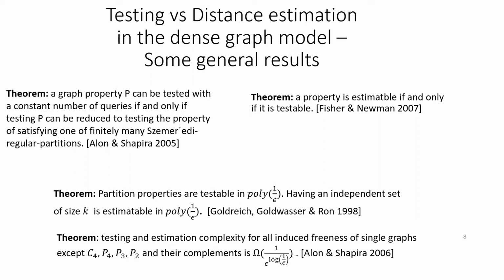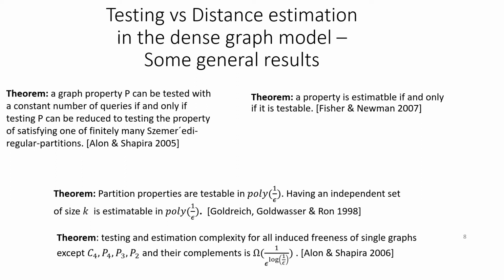A type of graph properties that have been studied in the context of property testing in different models are those defined by being induced subgraph free for some small fixed graph. For instance, the property of having no induced triangles, or the property of having no induced cycles of size 5.